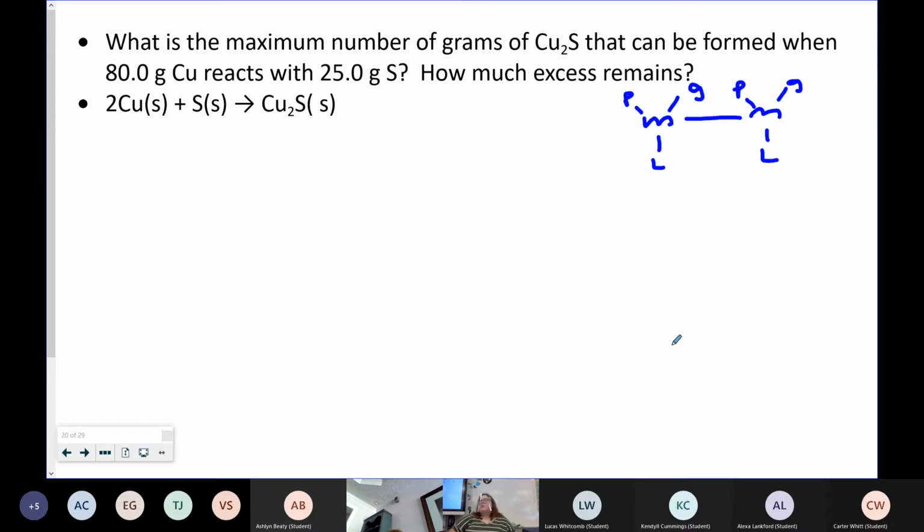So this is 2 questions. I added that second question on there of how much is excess, because there is one like that on your homework, and I want to show you how to approach a secondary question after you've found the limiting reagent. I've got a couple people writing the problem, so I'm going to pause and let them get with me.